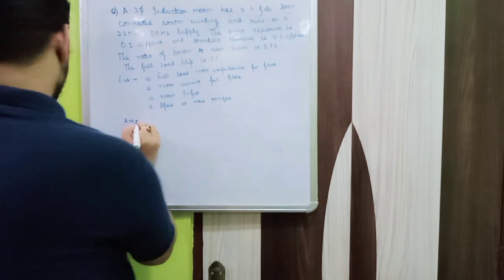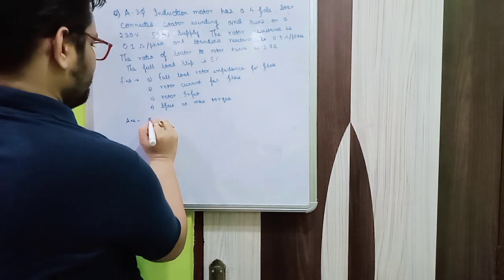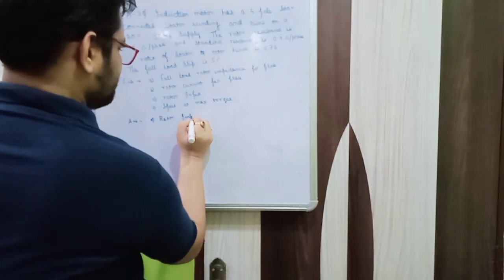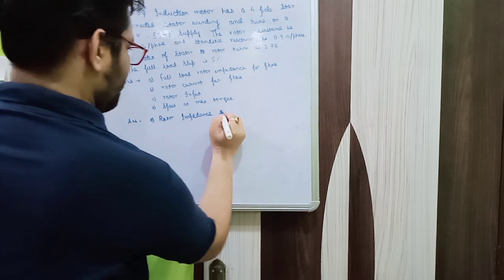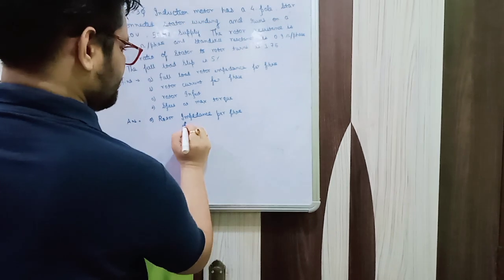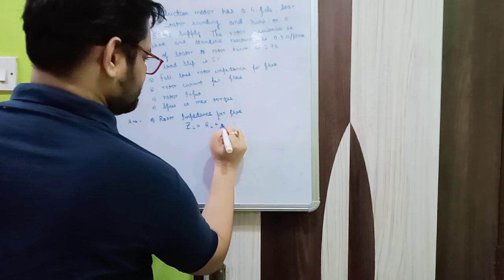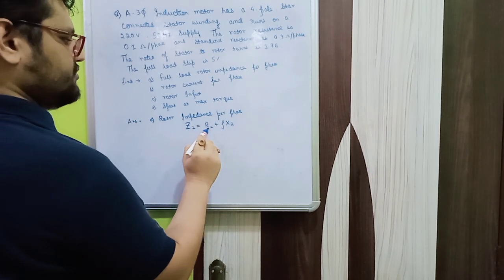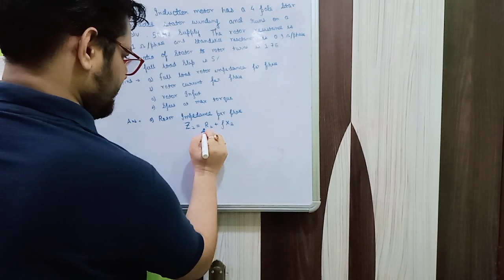So first we have to solve the rotor impedance per phase. I'll mark it as rotor impedance per phase. So what is the rotor impedance per phase? Z2 is equal to R2 divided by slip, plus jX2.